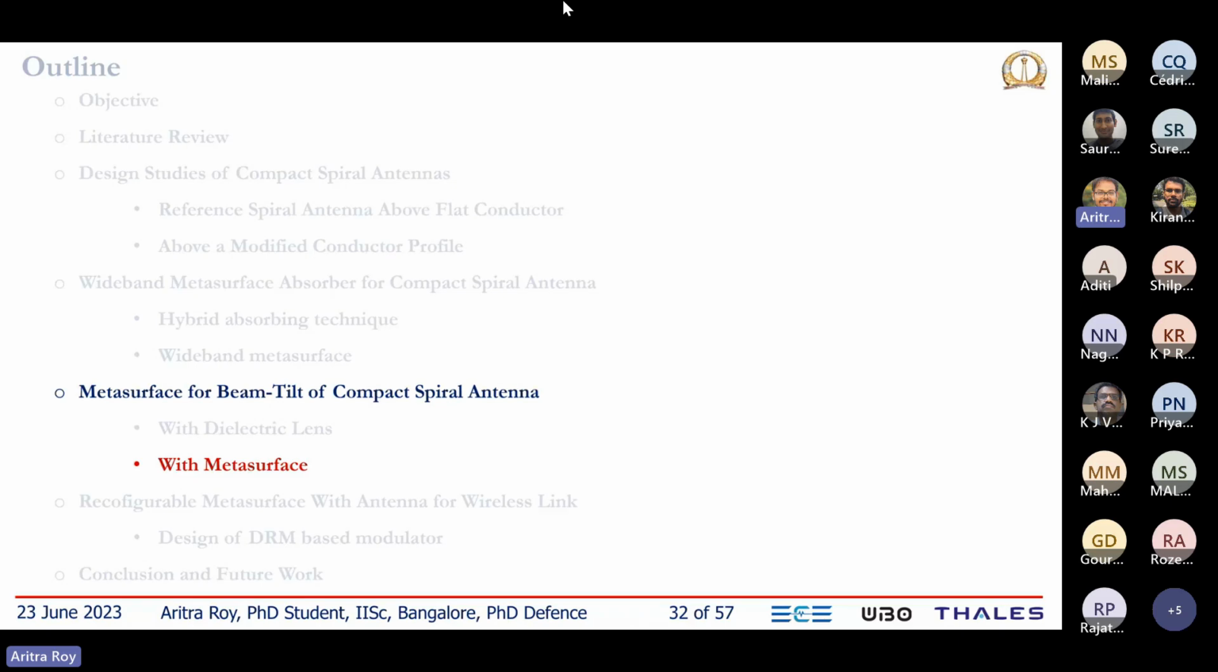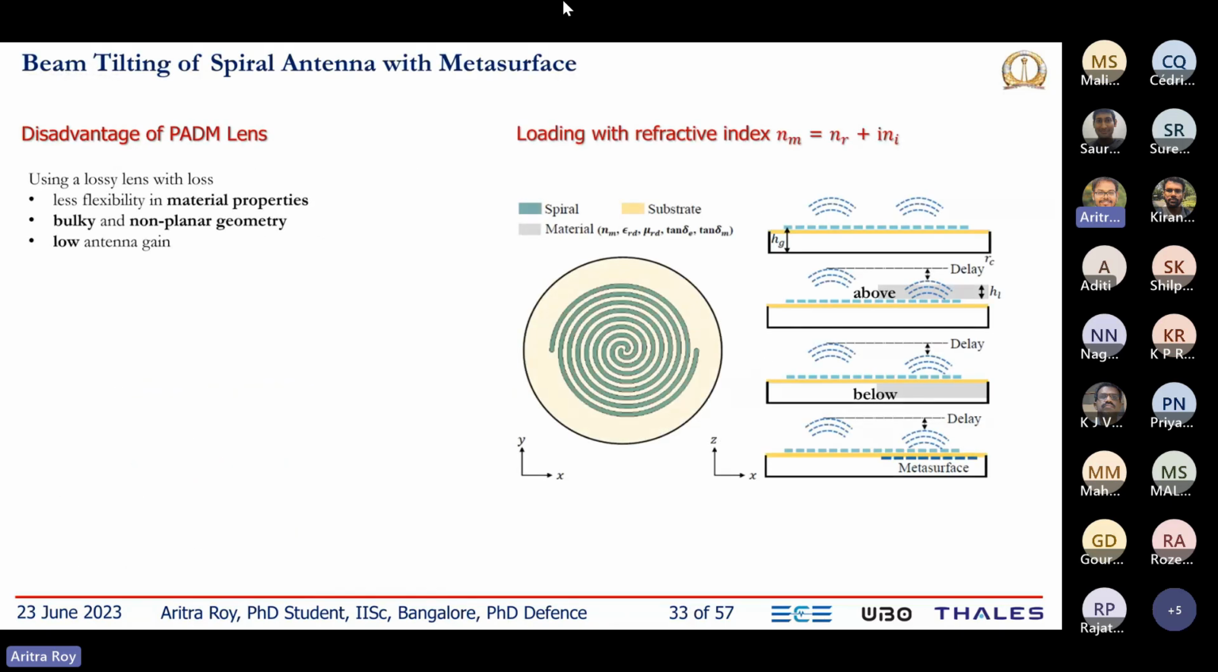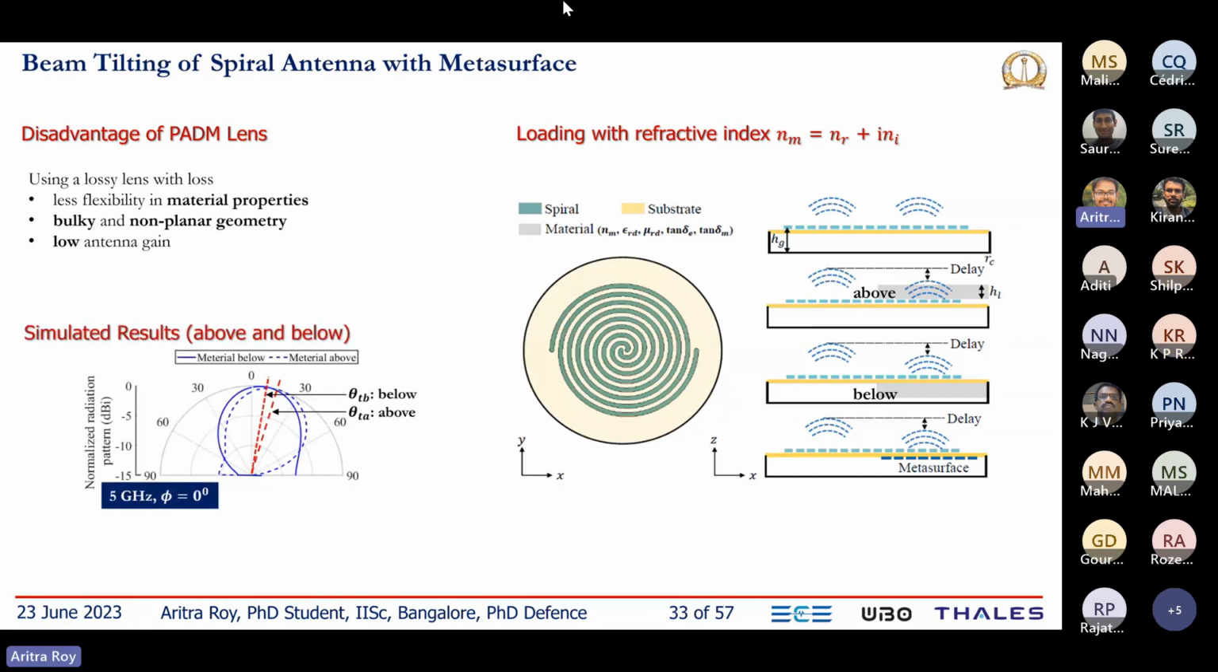So we thought, why don't we replace the same material and place it inside the cavity so that the system becomes planar, and then replace the same material using a metasurface. That was the idea. For that, we saw that for both cases, if we place a dielectric material above or dielectric material below, we can achieve a tilted beam at different frequencies. For one frequency, we have shown here.